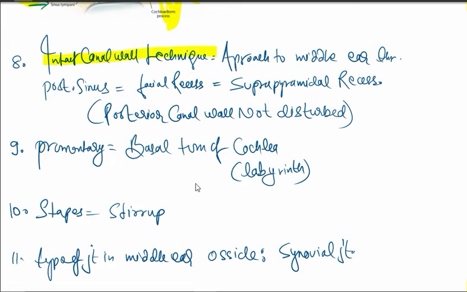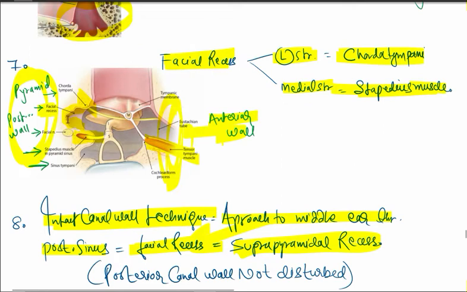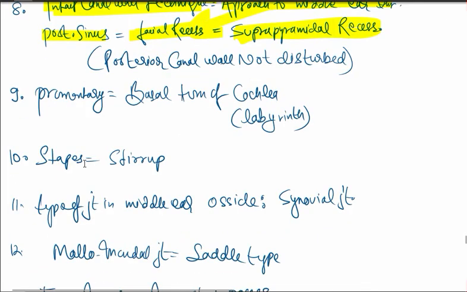Intact canal wall technique. What is this? Approaching the middle ear through the posterior sinus, also known as the facial recess or suprapyramidal recess. So the intact canal wall technique is approaching the middle ear through the facial recess. We have just seen the facial recess here. Laterally is the chorda tympani and medially the stapedius muscle. In approaching the facial recess, the posterior canal wall is not disturbed.